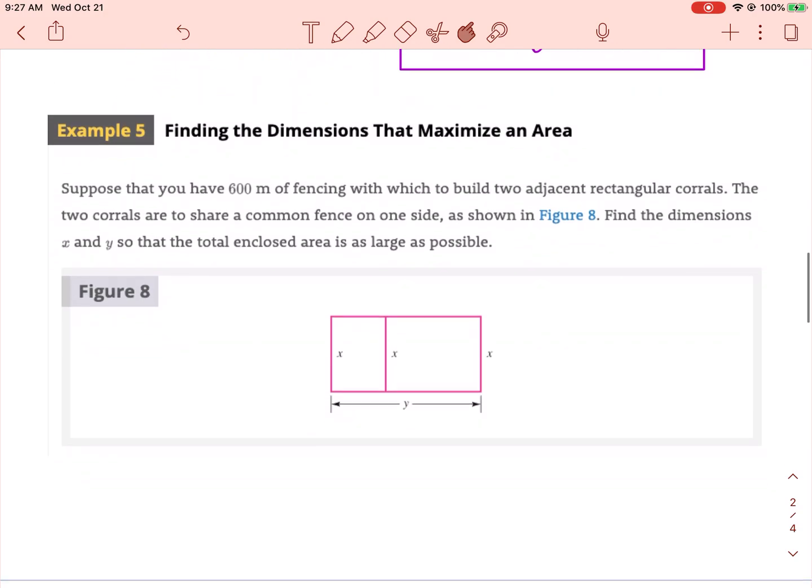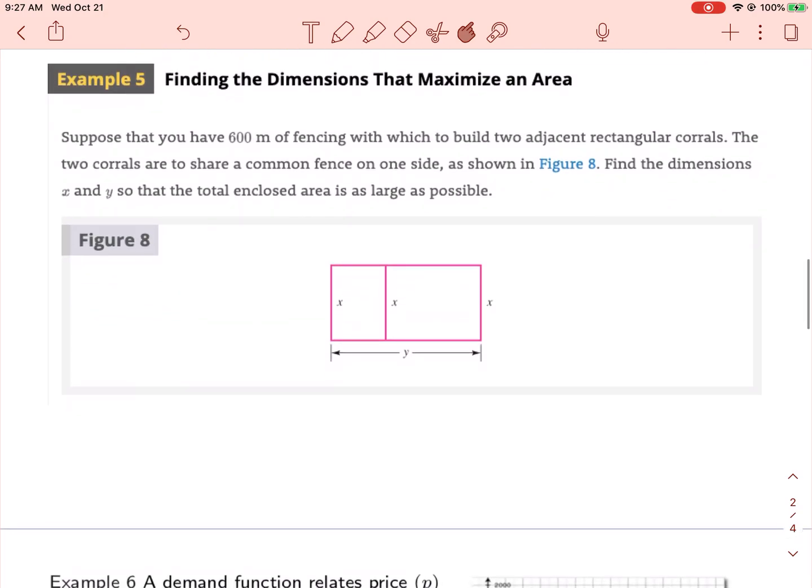Dimensions that maximize an area. Suppose you have 600 meters of fencing with which to build 2 adjacent rectangular corrals. Notice the picture here, it's very, very helpful. The 2 corrals are to share a common fence. Find the dimensions x and y so that the total enclosed area is as large as possible.